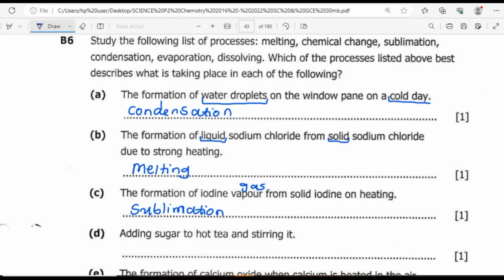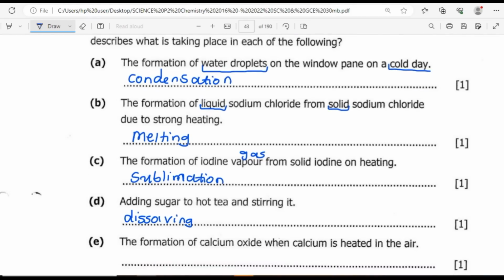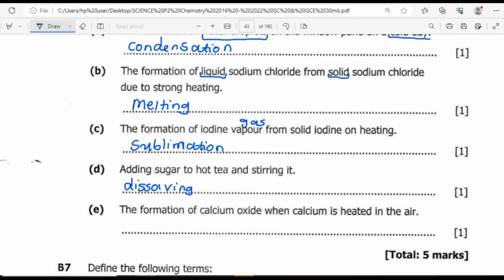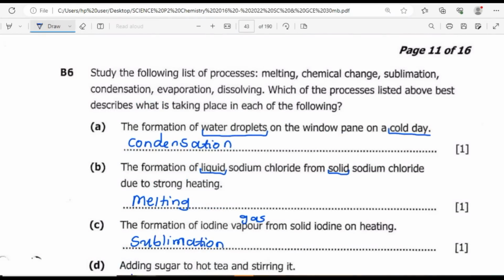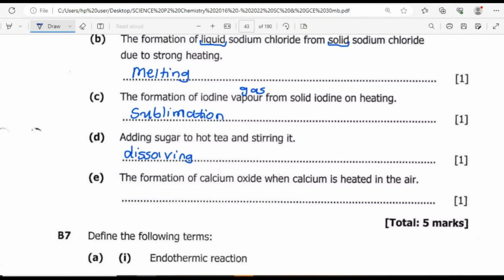Then adding sugar to hot tea and stirring it, that is dissolving. Then the formation of calcium oxide when calcium is heated in the air. So this should be chemical change. It's a chemical change because it's not reversible. So we have chemical change.